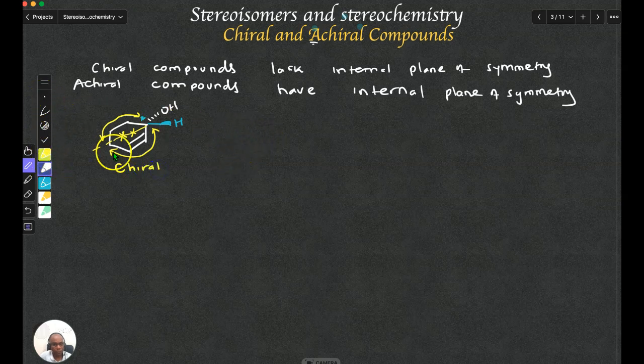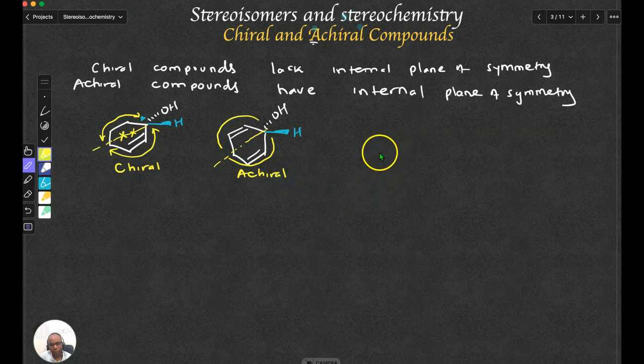However, if you draw the same molecule like this, and you have the same OH, you have the implied hydrogen, remember each carbon has four bonds, you can see that this line right here cuts the ring into equal halves. So this one is said to be achiral. Okay, it's an achiral compound. This is a chiral compound.